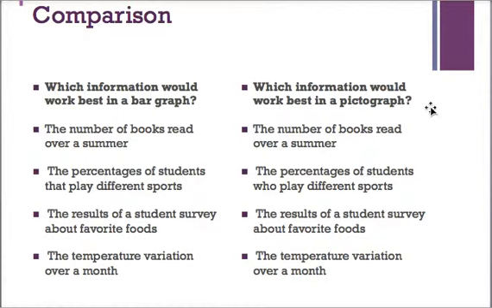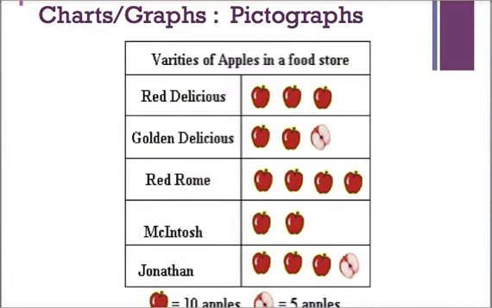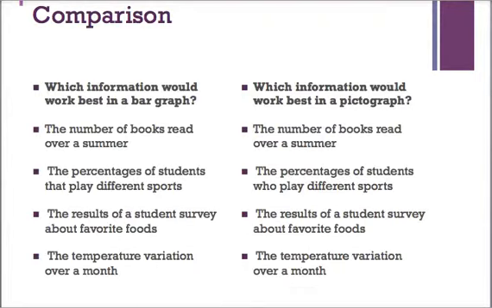Okay, different information works best in different types of graphs. And which information would work best in a pictograph? Remember, that's a pictograph. So would it be the number of books read over a summer, the percentage of students who play different sports, the results of a student survey about favorite foods? We know that's best in a bar graph. Or would it be the temperature variation over a month? Well, I hope you're saying the last one, the temperature variation over a month. That would work best in a line graph.